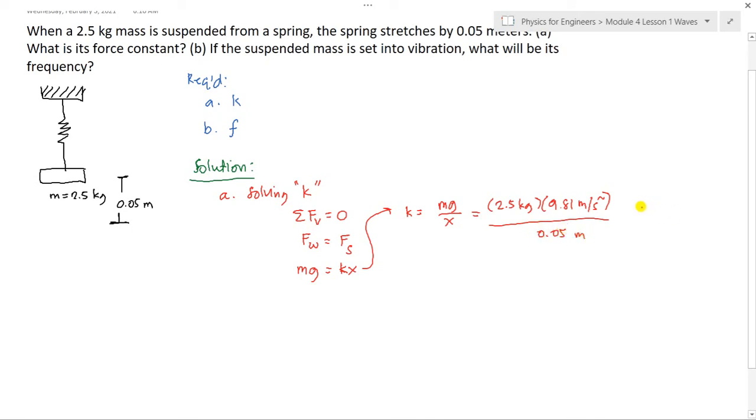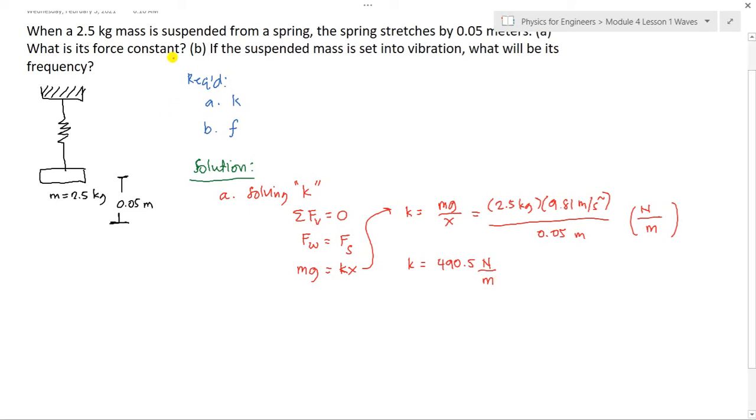So the unit for force constant is Newton per meter. Okay, so the answer here, K is equal to, after solving, 2.5 times 9.81 divided by 0.05. So the answer is 490.5. So our force constant is 490.5 Newton per meter. That is the value of our K for our spring.